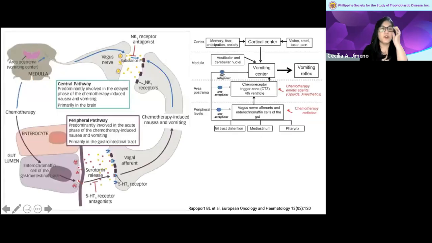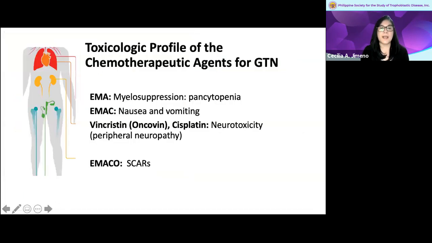And they do tend to cause both the immediate vomiting, which is due to the peripheral pathway, the acute phase of chemotherapy-induced nausea and vomiting brought about by the release of serotonin, as well as the longer term or delayed chemotherapy-induced nausea and vomiting, which is mediated by the central pathway. So that's EMACO. And please take note that the last one, Oncovin, as well as the cisplatin, which is used in salvage therapy, also tend to cause neurotoxicity in the form of peripheral neuropathy and even ototoxicity.